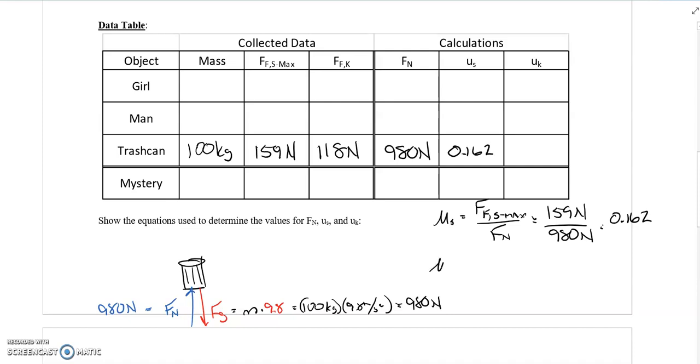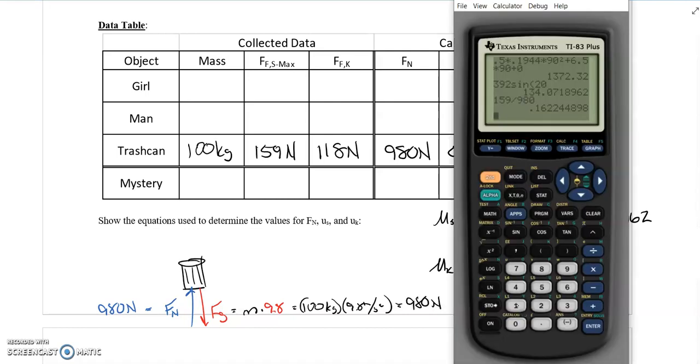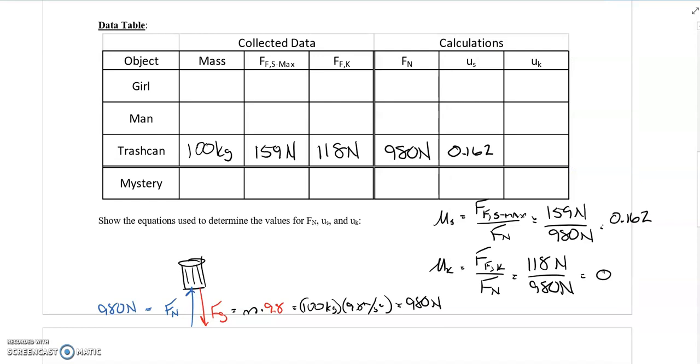And then my kinetic coefficient is just going to be my kinetic friction over the normal force. And so that value is 118 newtons over 980 newtons. All right, and so when I do that, I get 118 divided by 980, 0.12. So I get 0.12. So those are my two values.